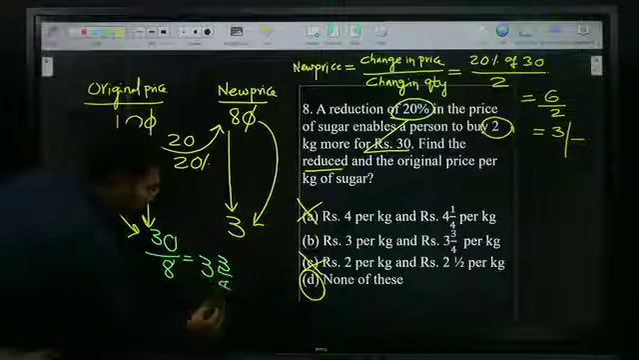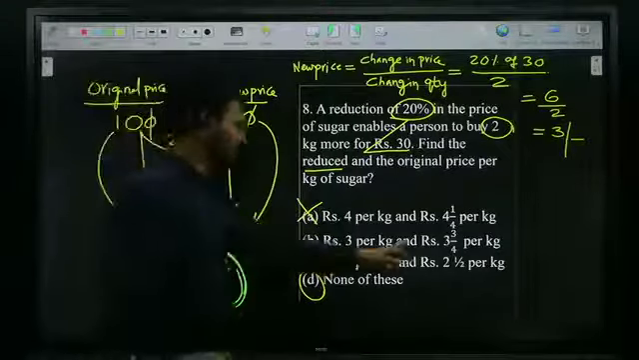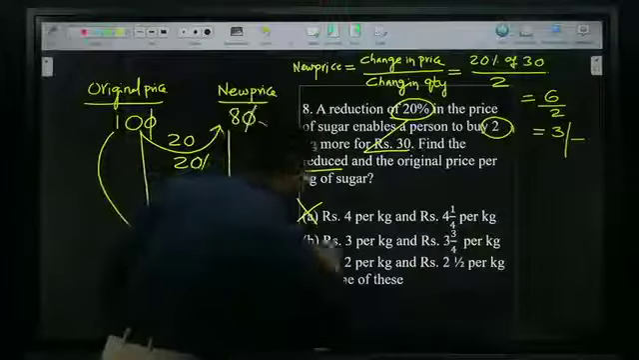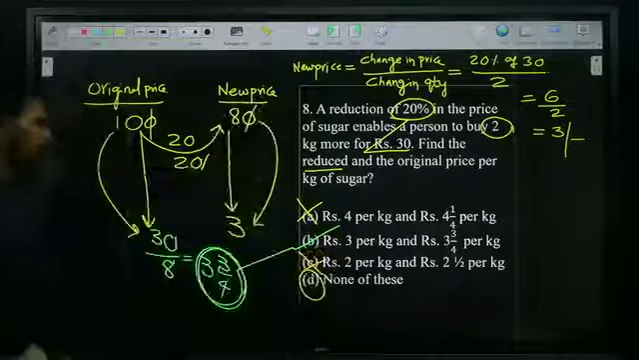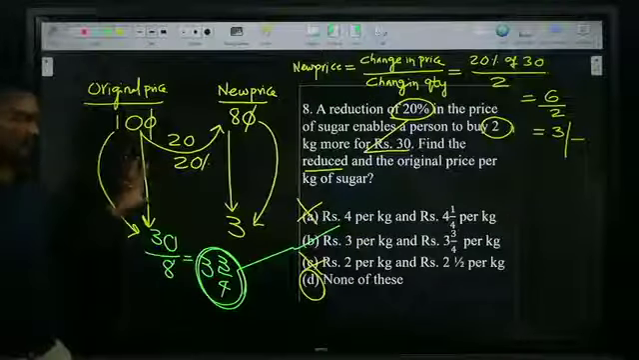Therefore, original price is 3 by 4. New price is 3 rupees and original price is 3 by 4. Your option is what? Option B is the right answer. All of you clear? So this model is also very important.